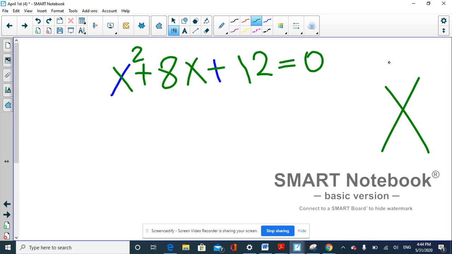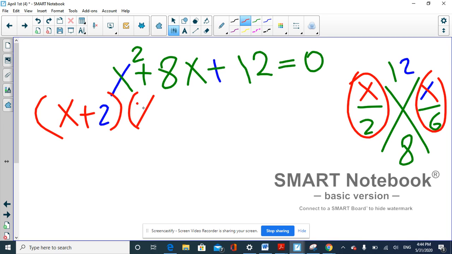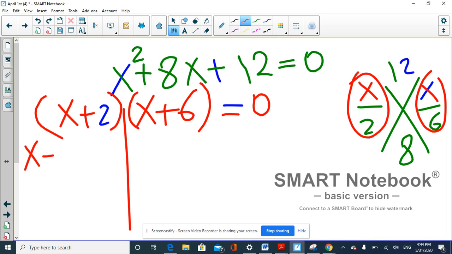1 times 12, 12, and 8. What are the two numbers that, if you multiply, give you 12 and if you add, give you 8? 2 times 6, good. And the variable is x. This is the first factor, this is the second. x plus 2 and x plus 6 equals 0. Then solve the linear equations and find the value of x.